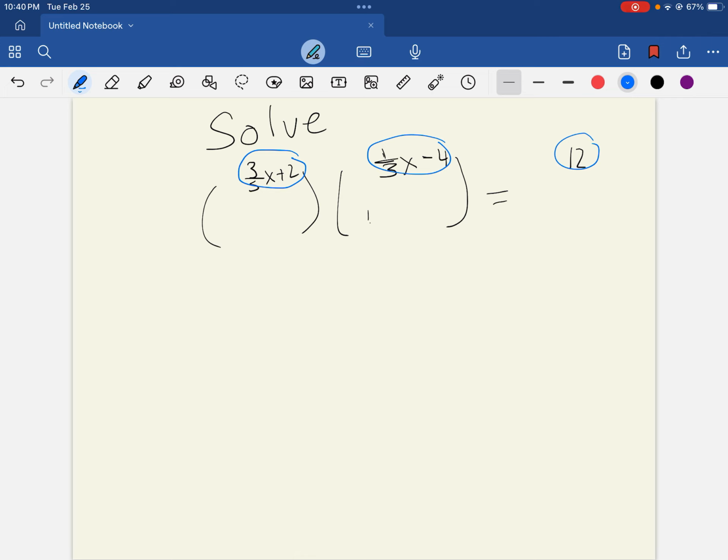So what I'm going to do, and you see me accidentally erase this, but that works, I'm going to drop all of my exponents down. I have 3/5 x plus 2. I have 1/3 x minus 4. And then finally, I have 12.